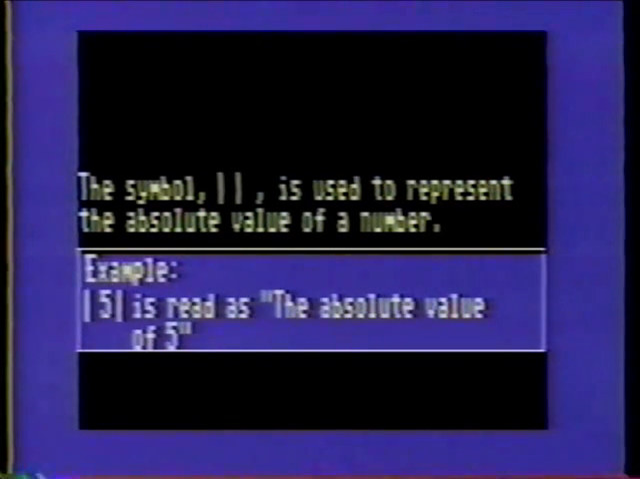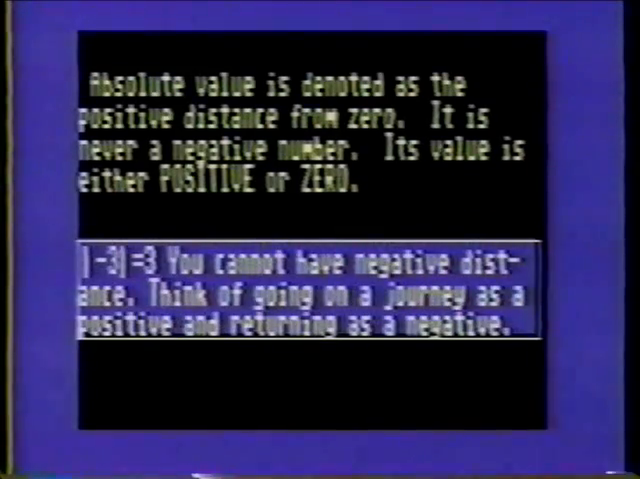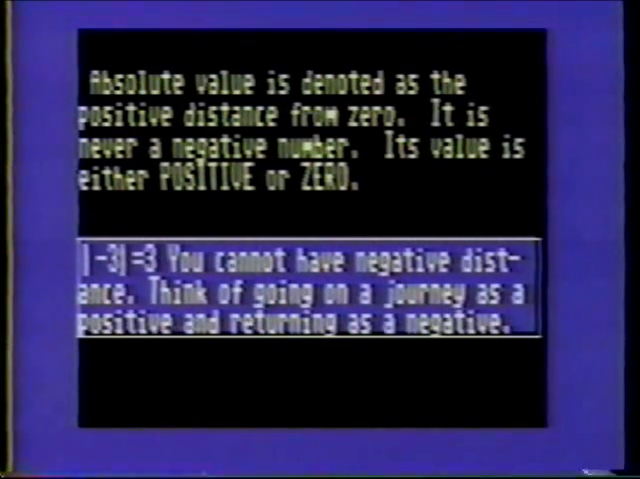The symbol of 2 vertical lines is used to represent the absolute value of a number. The number 5 between the 2 vertical lines is read as the absolute value of 5. The number -3 between the 2 vertical lines is read as the absolute value of -3 equals 3.